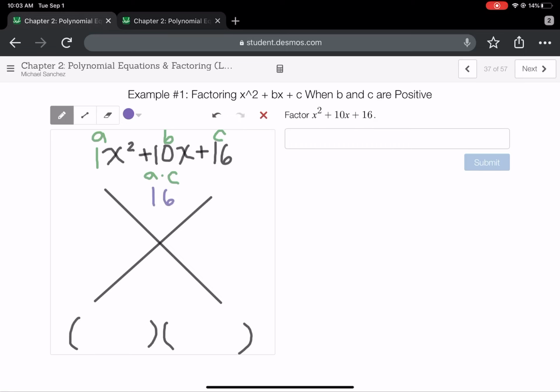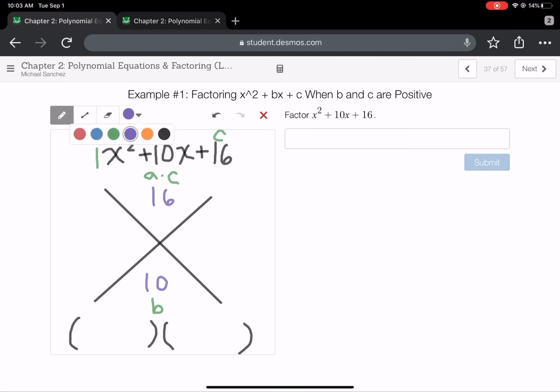The bottom part of our magic x is going to be our b term. So that's going to be just the number 10. We're just using the numbers, no need for the variables at this point.